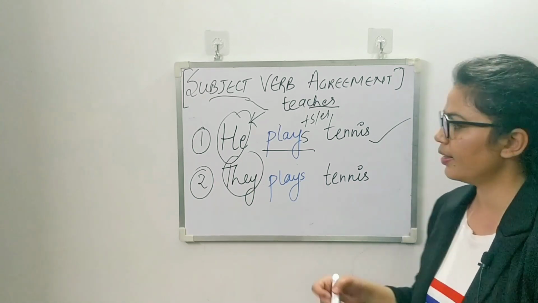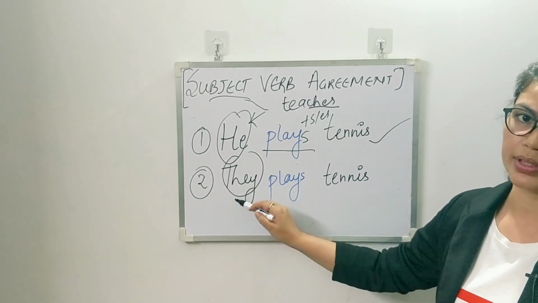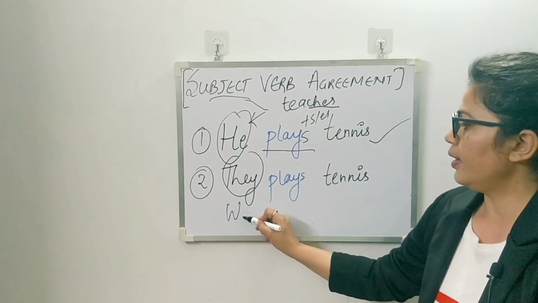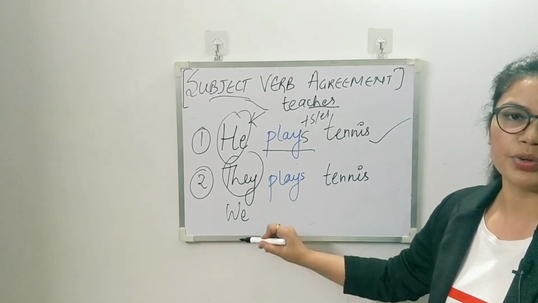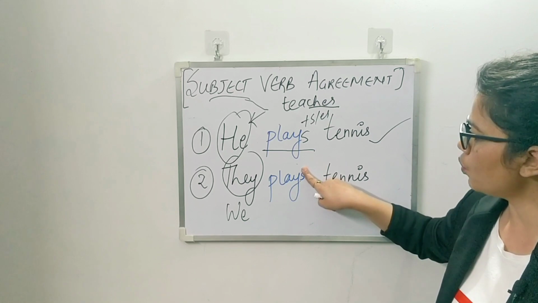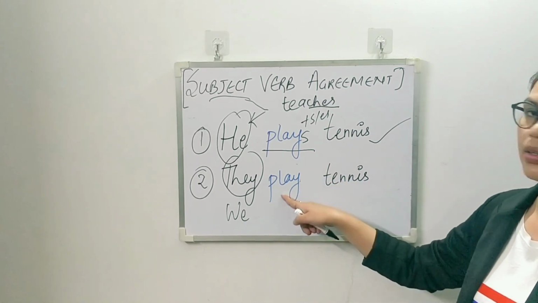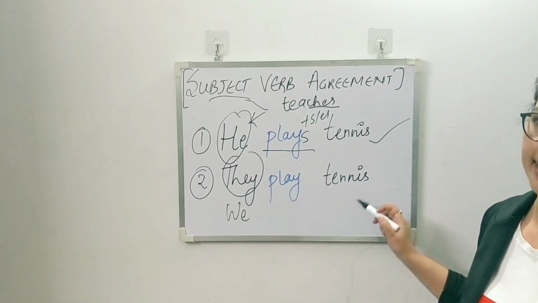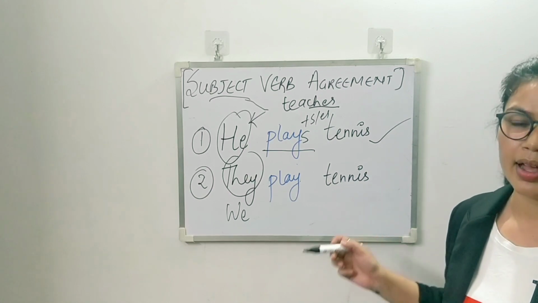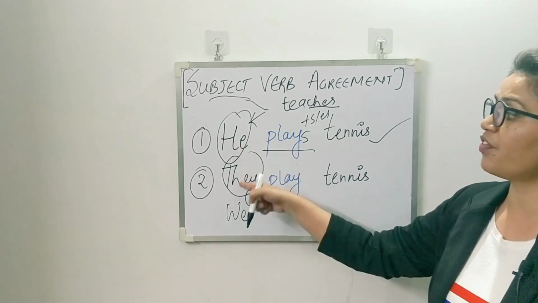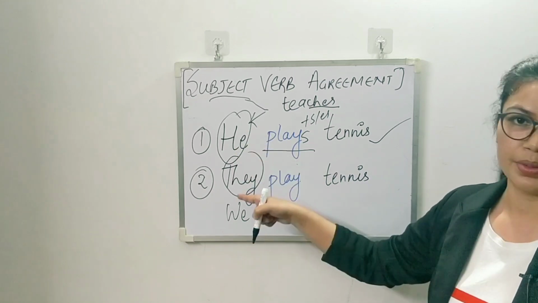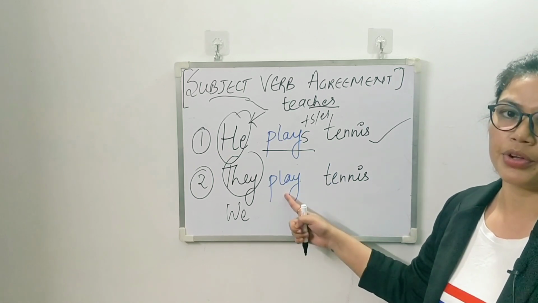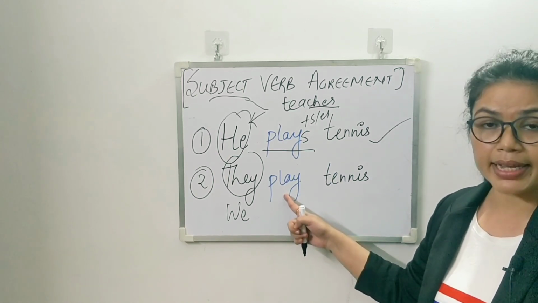Are we good? In the next sentence, the subject is plural. The way I've written they here, it could also be we. In both the scenarios, the moment I know that my subject is plural, I'm going to remove that S and ES from the verb and let it remain the way it is in its original form, which means they play tennis, we play tennis. However, if I now use a name here instead of a pronoun, which means, let's say for example, I say Paul and use the verb play, what do you think would be the sentence? Paul plays tennis, correct?